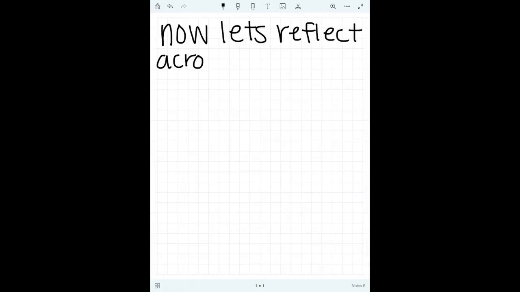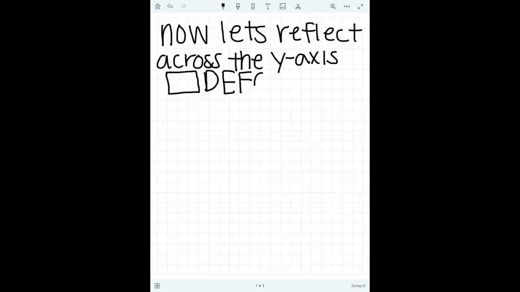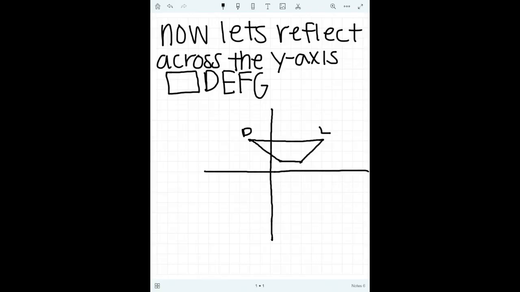Now we'll reflect across the y-axis, and remember the rule is change only the x variable. If it's a positive, make it a negative. If it's a negative, make it a positive. So our figure is figure DEFG. We have our points, and we're just going to connect them.